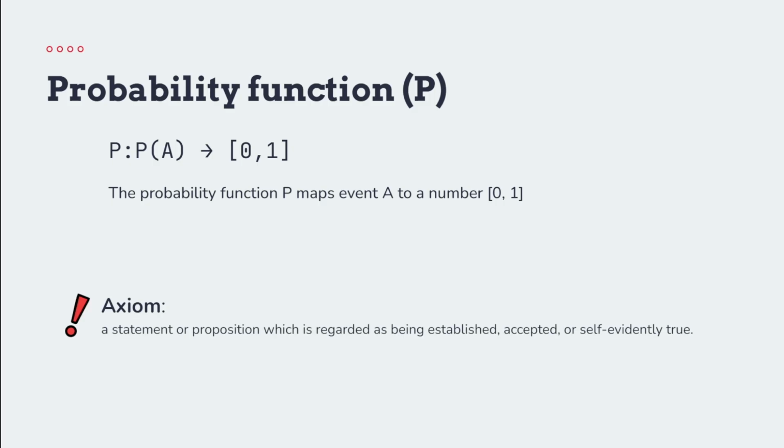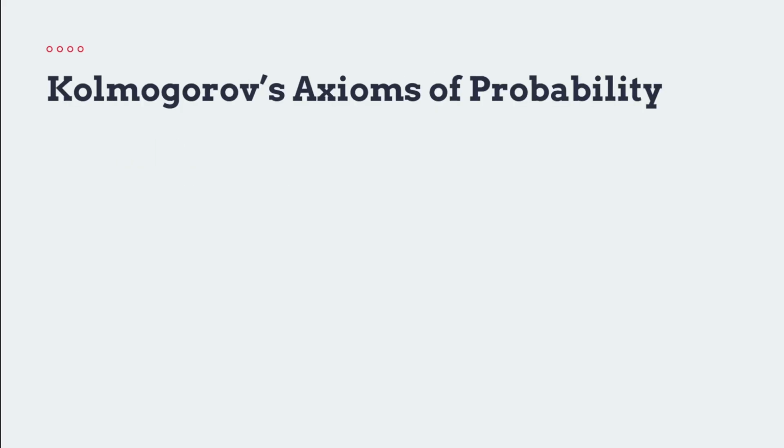To make probability consistent, we impose rules. These rules are called axioms. An axiom is a statement or proposition which is regarded as being established, accepted, or self-evidently true. The standard axioms of probability were introduced by Russian mathematician Andrey Kolmogorov in 1933.